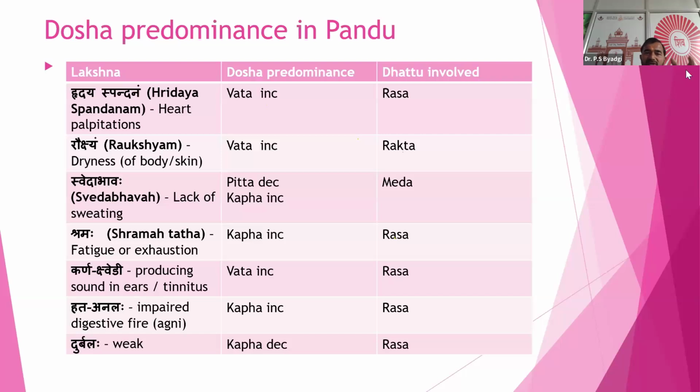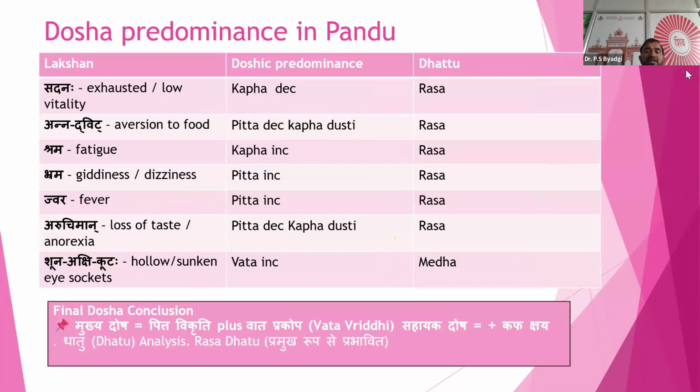When you look into it, consider the investigations, look into the Lakshanas, and then you can interpret which dosha and doshas are involved. In the same way, Sadhana is again Kapha decreased and Rasadhatu involvement. Annadvit, aversion to food, again Pitta decreased and Kapha Dusti will be there, with Rasadhatu involvement. Because of the Kapha increase, there is Srama, fatigue. Giddiness, dizziness, are because of Pitta increased conditions. Fever, again, increased metabolism will be there, which is going to cause Pitta increased and Rasadhatu involvement.